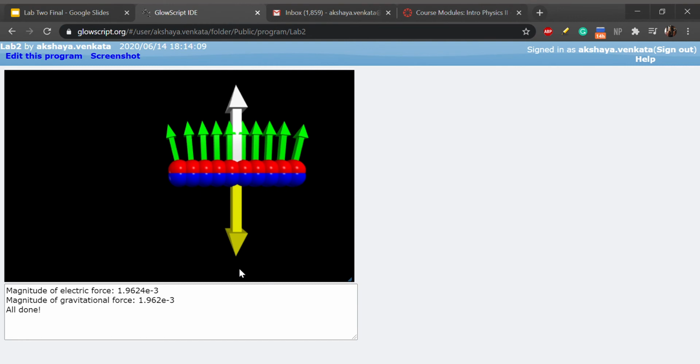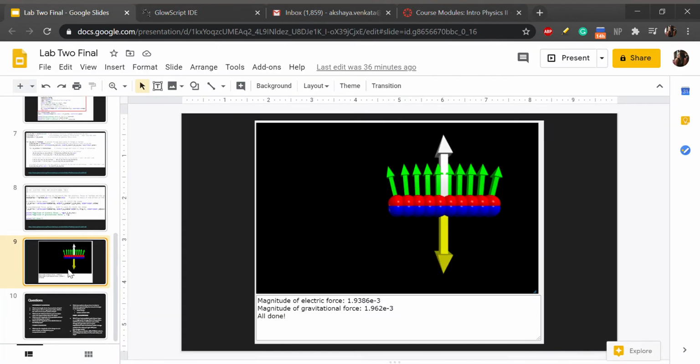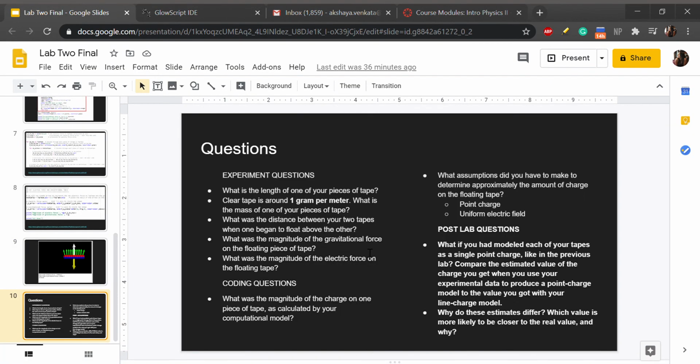So here at the bottom, you can see that the magnitude of electric force calculated by the code is 1.962 times 10 to the negative third, and then the magnitude of the gravitational force is 1.962 times 10 to the negative third, which is ideal because we want these two forces to cancel out. So in order to get to this value, I had to modify my value of charge in the code, and I actually found that the value of charge in the code had to be higher than the one I calculated for the point charge for this to work as we wanted it to.